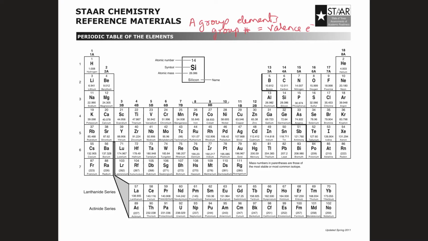But wait, there's more. All group B elements, which is these right here and these right here, they all have 2 valence electrons. So all B group elements have 2 valence electrons. That's all there is.